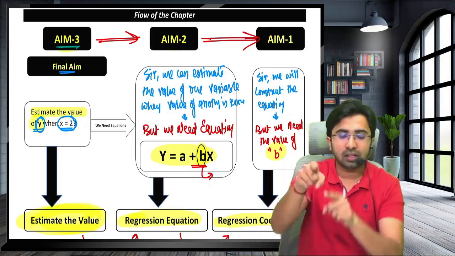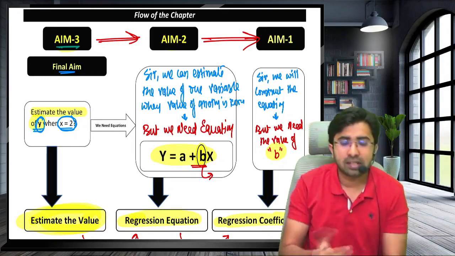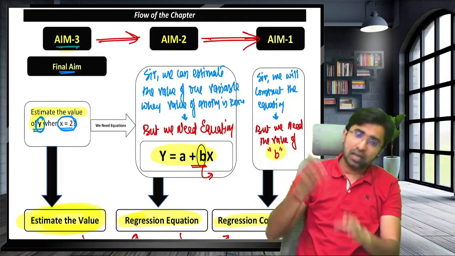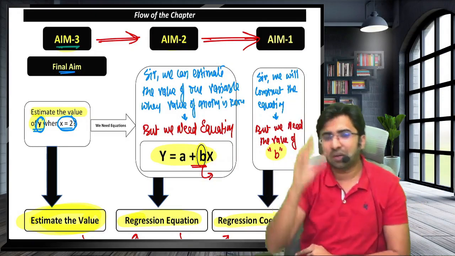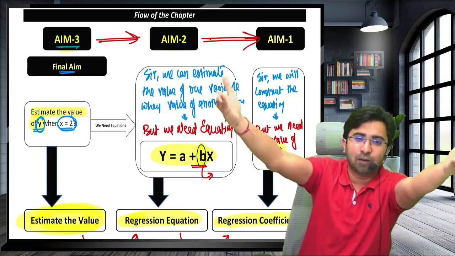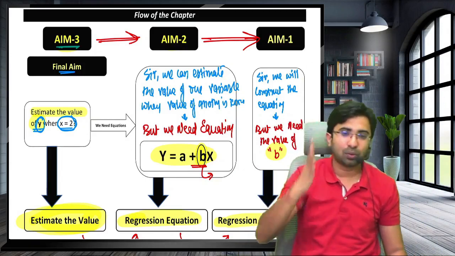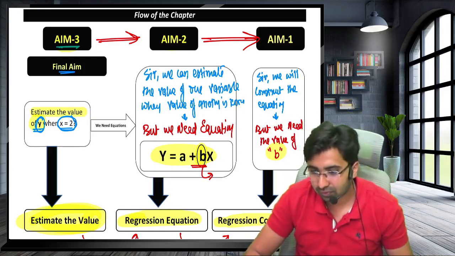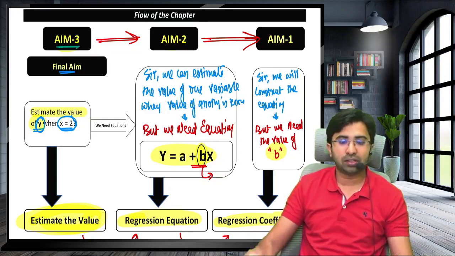Sir, we cannot construct the equation unless we have b. Okay, if you have b, can you construct the equation? Yes, sir, y equal to a plus bx. I will put the value of b and get the equation. Now that you have the equation, can you estimate the value of y when I have given you x? Sir, if you have given us the equation, I will put the value of x and get the value of y. And that is your final aim in this chapter. Say yes or no. Guys, is this point clear?